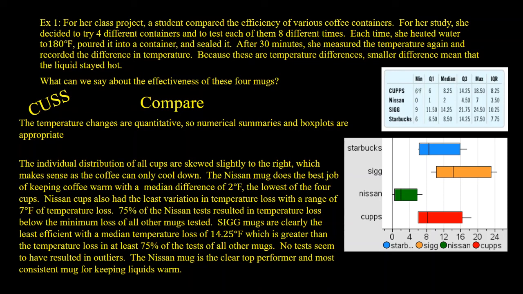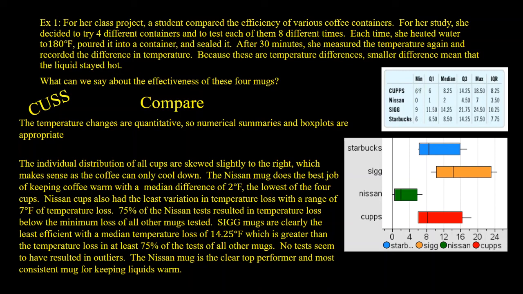Comparing the center. So which one does the best overall? The Nissan has the lowest median of 2, which we said there in the second sentence. So that's describing the center and comparing it. I don't have to say the center of each type of mug, but I'm just comparing the centers by saying the Nissan mug had the lowest median of all of them. That median is below even the minimum of every other cup.